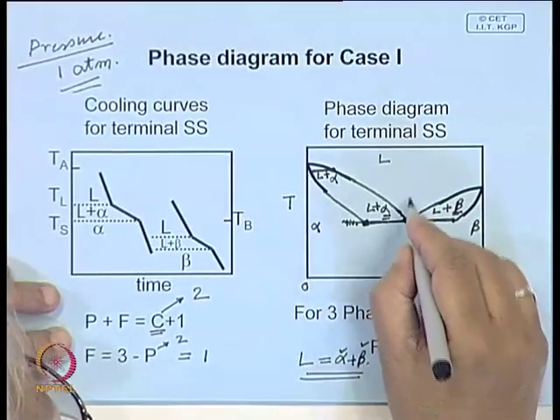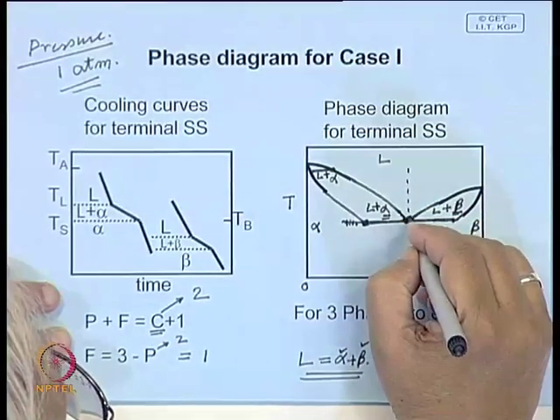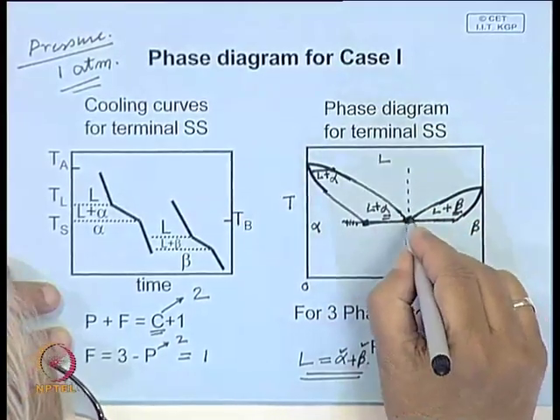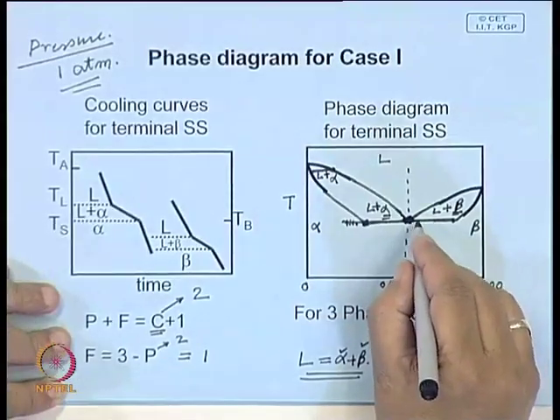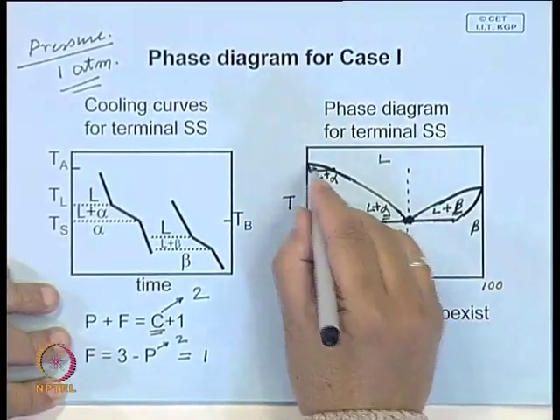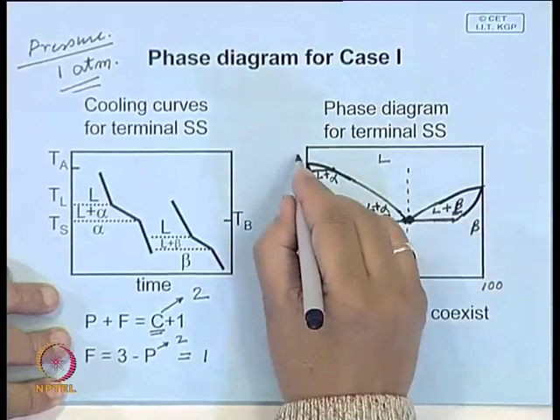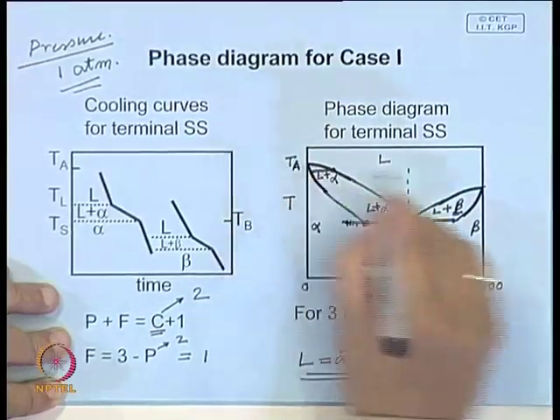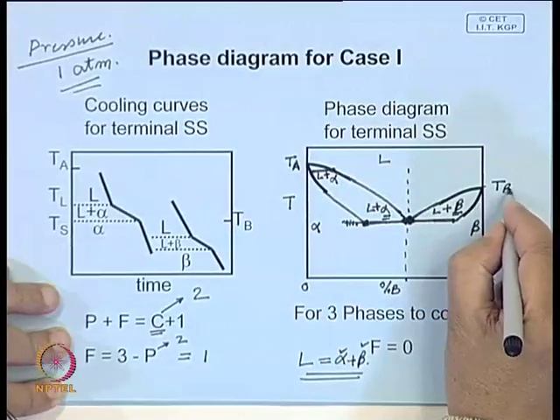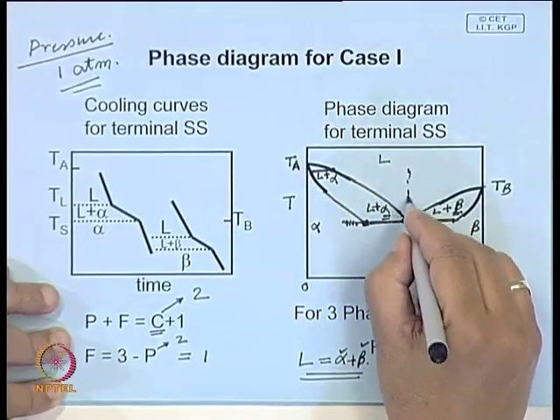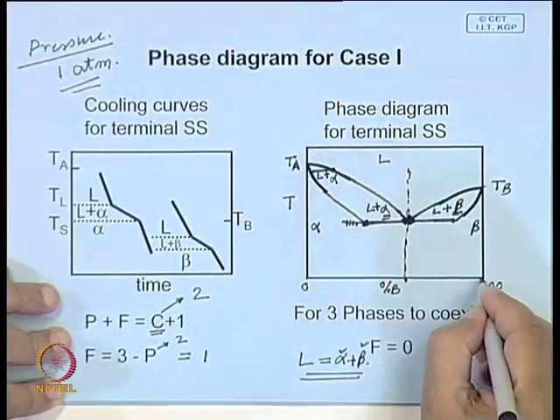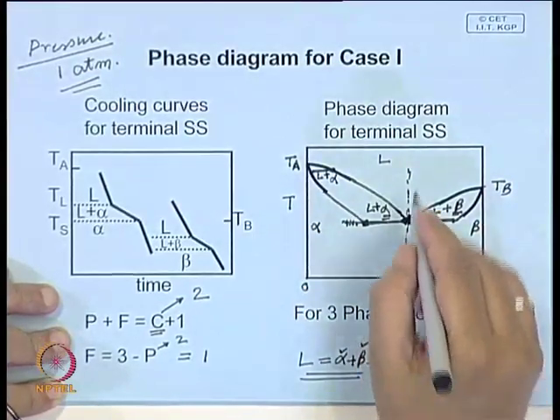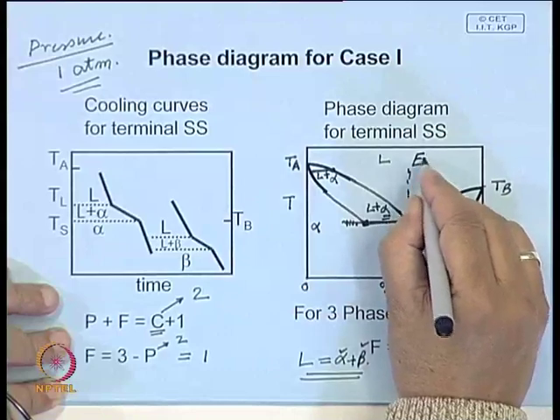So here is an alloy which solidifies, whose cooling curve will be exactly the same as that of pure A. That means, between TA and TB, the cooling curve of this alloy will be exactly similar to that of pure A or pure B. We call this alloy eutectic.